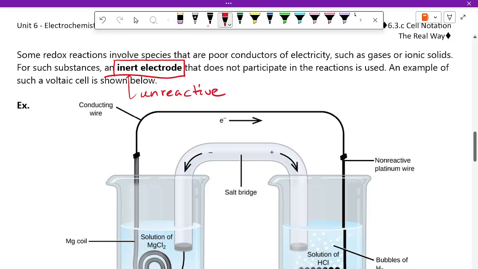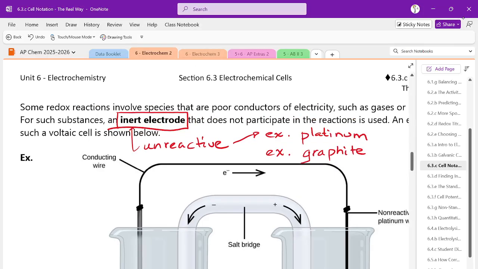And some things that are unreactive, platinum, all right, and also graphite. Why is platinum unreactive? I just know that it is. Let's go look.